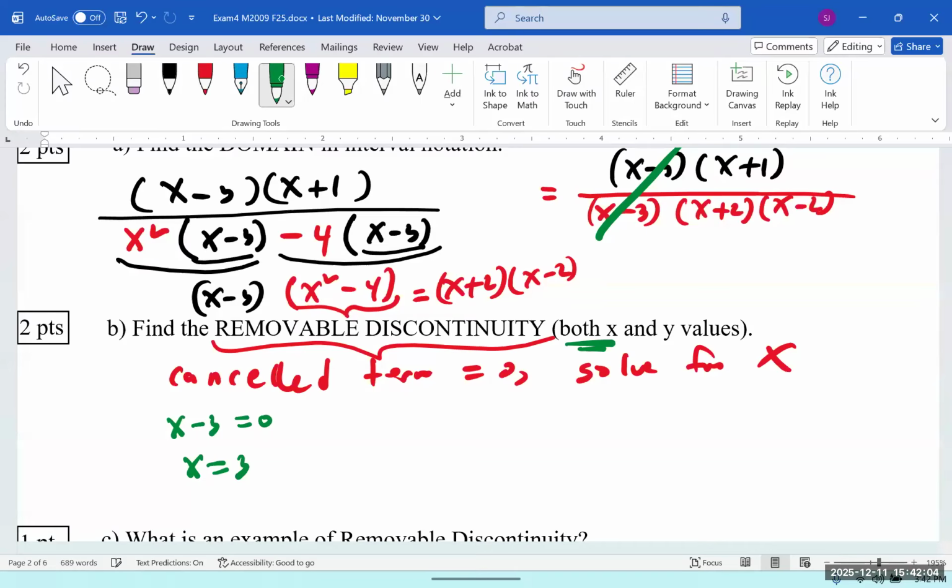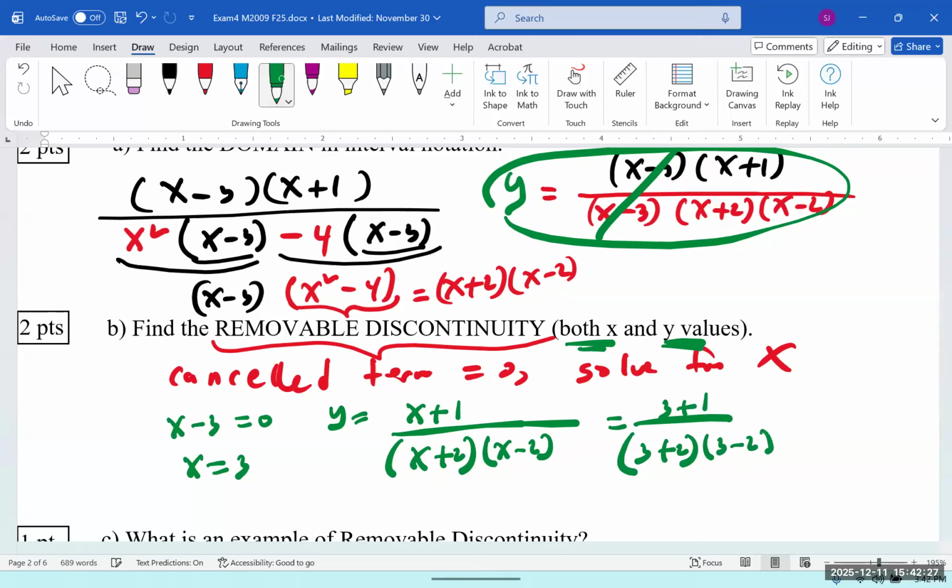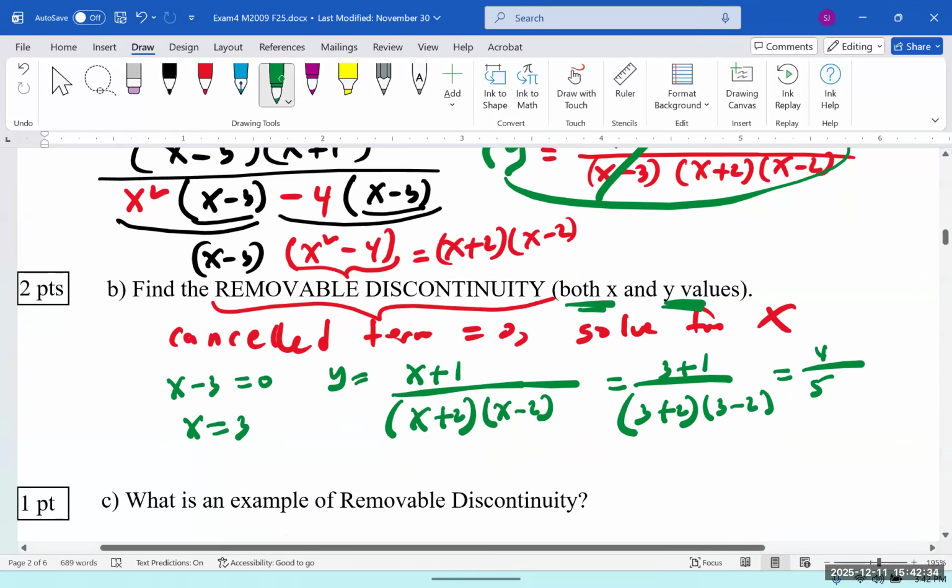But see, it says put x and y. So how do you solve for y? You go back here and substitute into x plus 1 over x plus 2, x minus 2. So you get 3 plus 1 over 3 plus 2 times 3 minus 2. So 4 over 5. So your x is 3, y is 4 over 5.